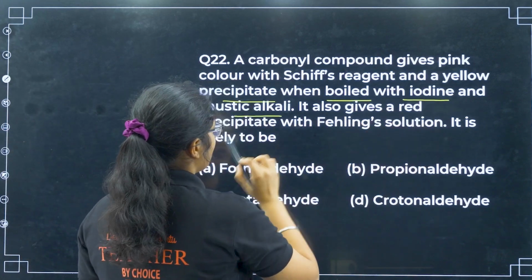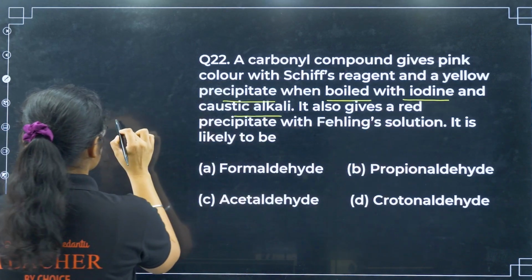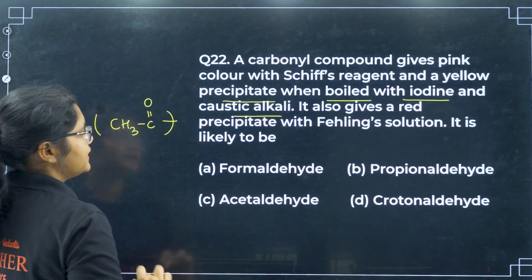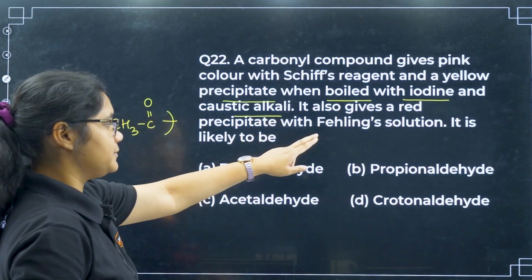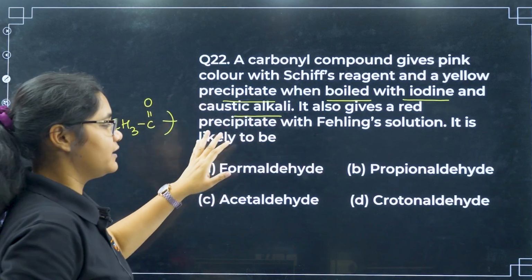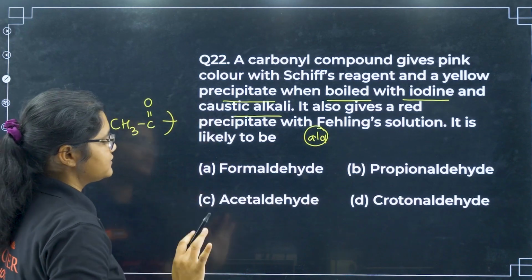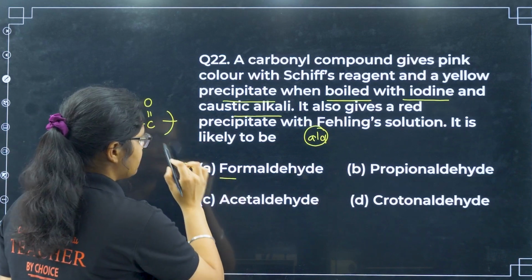Next, a carbonyl compound gives pink color with Schiff's reagent and a yellow precipitate when boiled with iodine and caustic alkali. So yellow precipitate means the CH3CO group must be present, right? It gives a red precipitate with Fehling's test, that means it must have an aldehyde group. So we need an aldehyde group which has this CH3CO group. Formaldehyde doesn't have this group.